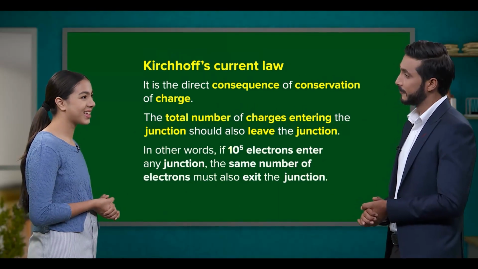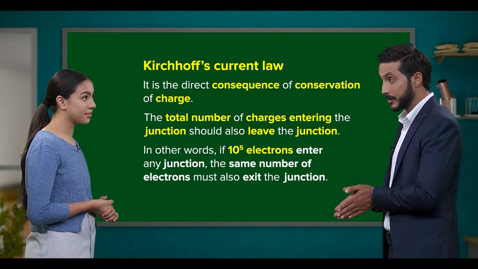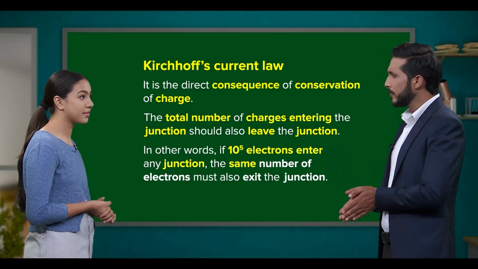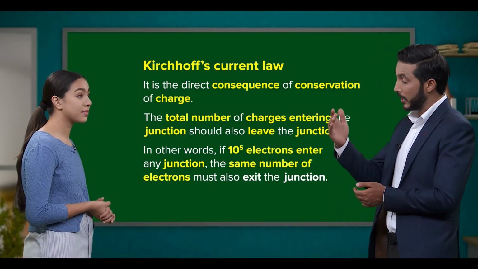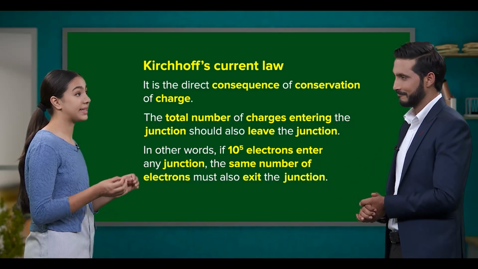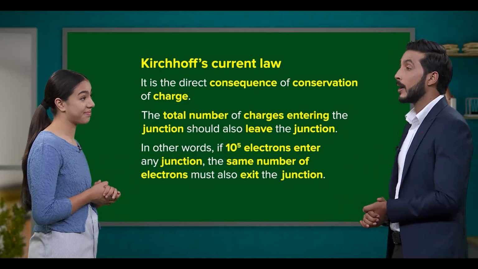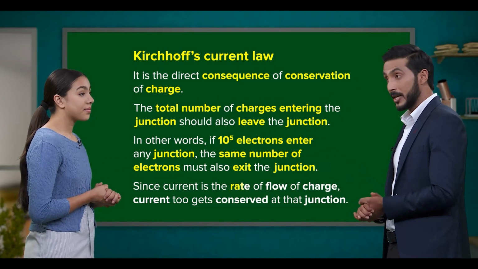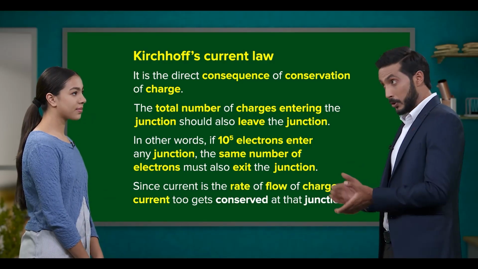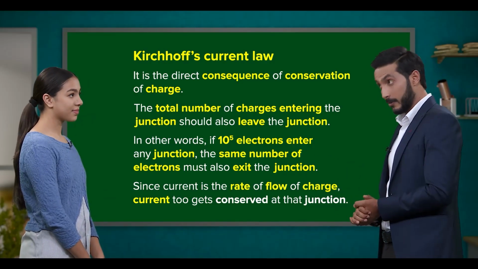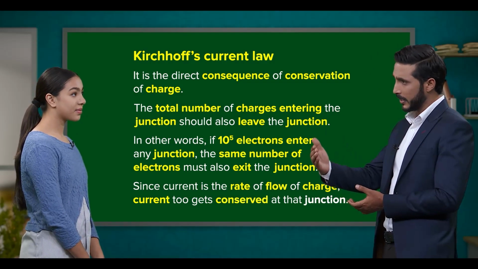For instance, if 10 to the power of 5 electrons enter any junction, the same number of electrons must also exit the junction. That sounds reasonable to me. Since current is just the rate of flow of charge, current too, as stated by Kirchhoff's first law, gets conserved at that junction.